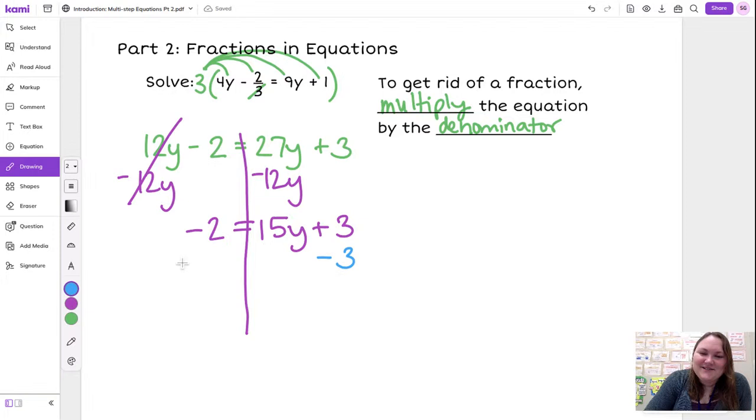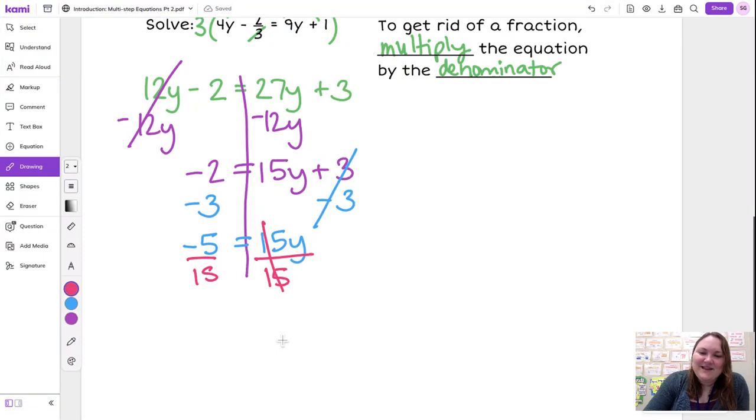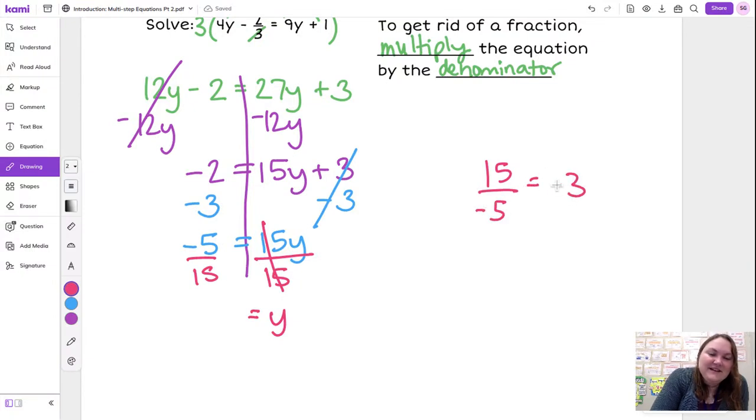I'm going to subtract 3 on both sides. That gives me negative 5 equals 15y. And then my final step, I want to divide both sides by 15. When I do that, I've got y all by itself. Negative 5 divided by 15. Be careful with that. 15 divided by 5, that's 3. So 15 divided by negative 5 is negative 3.